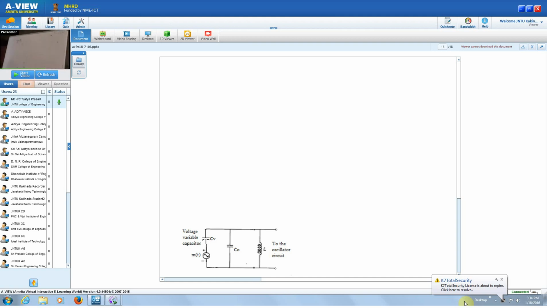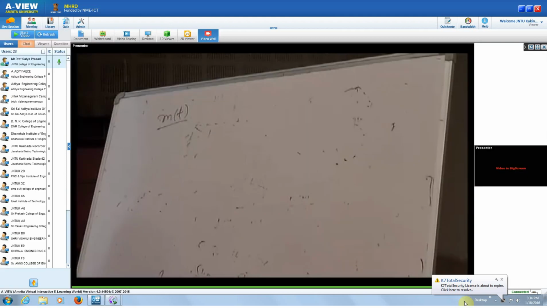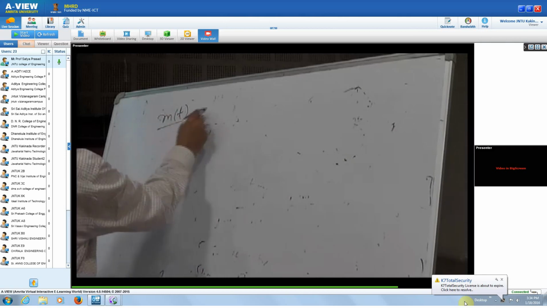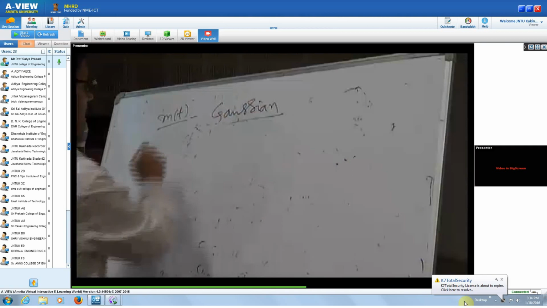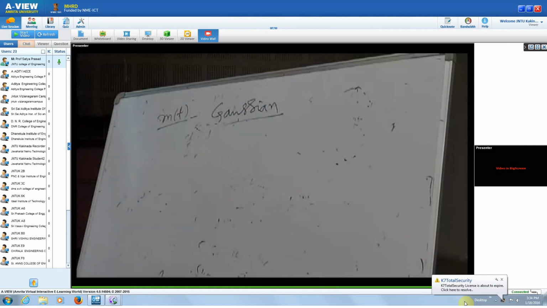It consists of a number of frequencies, the fundamental frequency and all the other harmonic frequencies that we are going to have. A complex signal we are going to get. So what should be the bandwidth for this type of signal? Most of the time we say that the signal is going to be of Gaussian distribution.